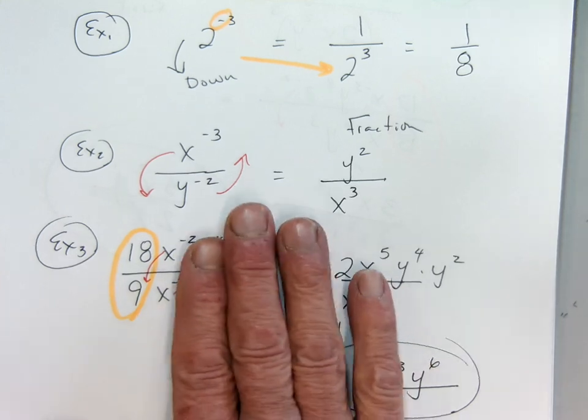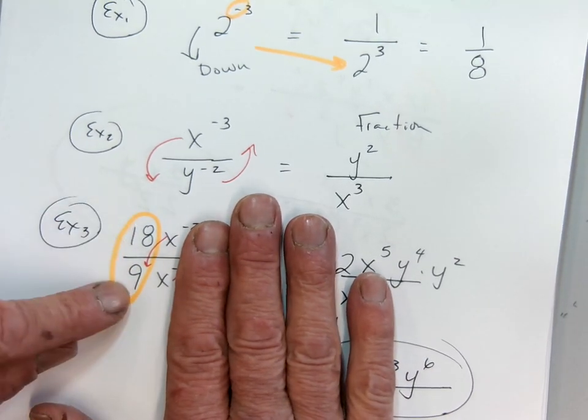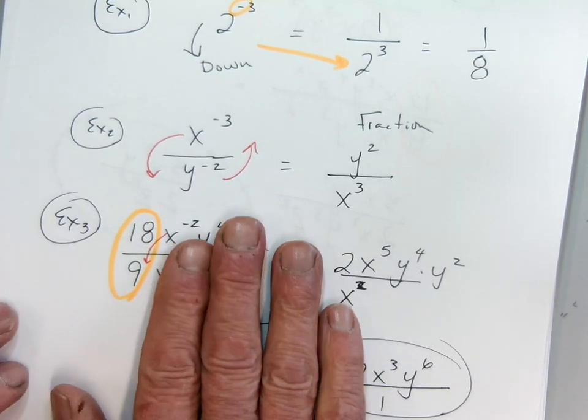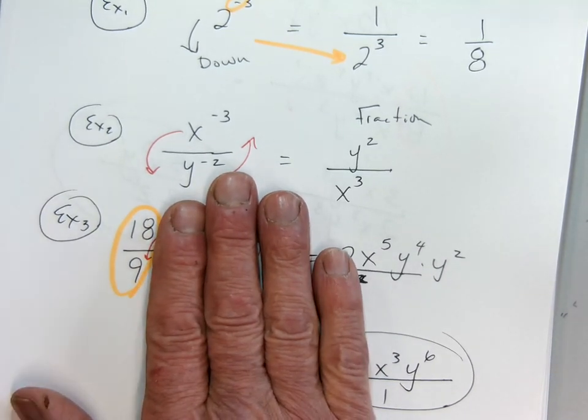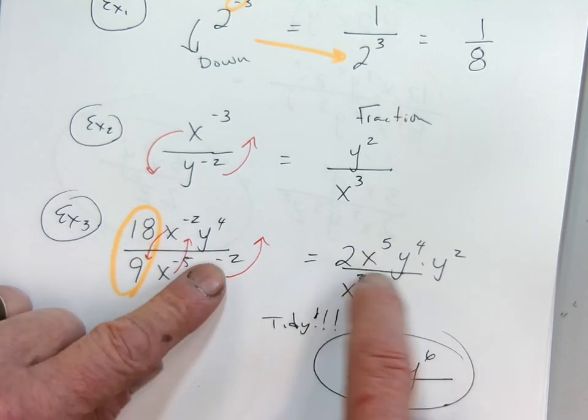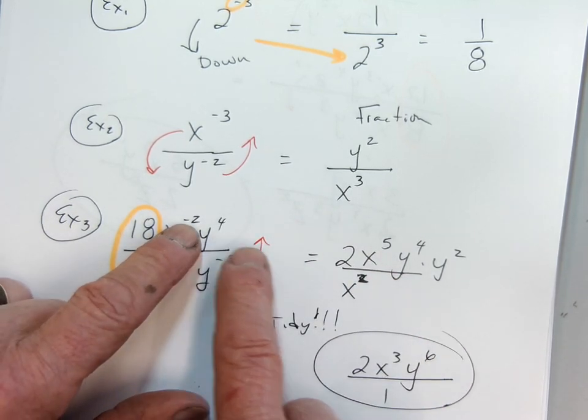Okay? Now, example 3 is a little bit bigger. First thing I told the kids was 18 over 9. Those are just regular numbers. They're not even part of the negative exponent thing. Don't even bother. Think of them as 18 divided by 9, which is just plain old 2. And then I said make a fraction bar, okay? So think fraction. Negative exponents, make a fraction bar.